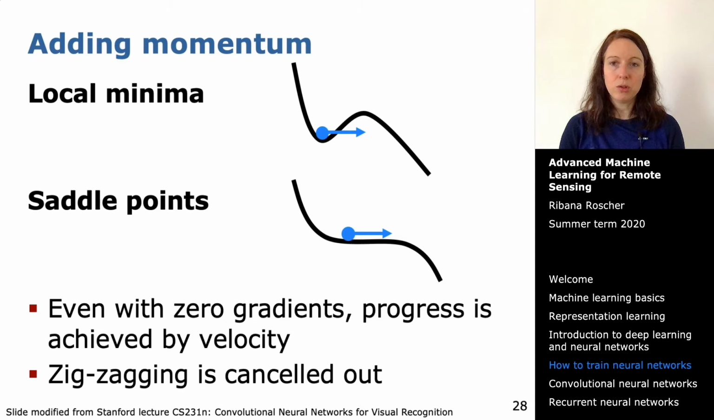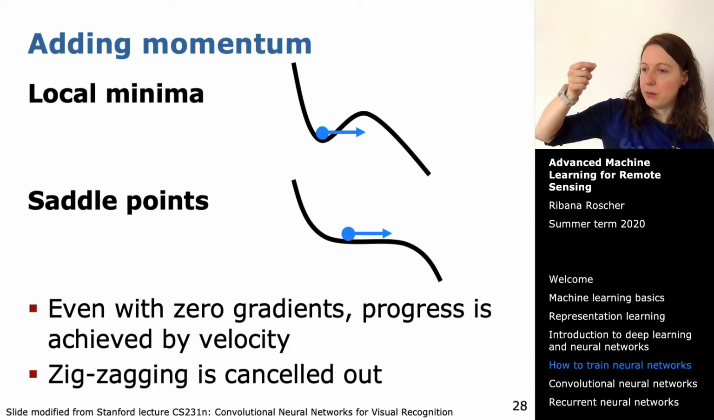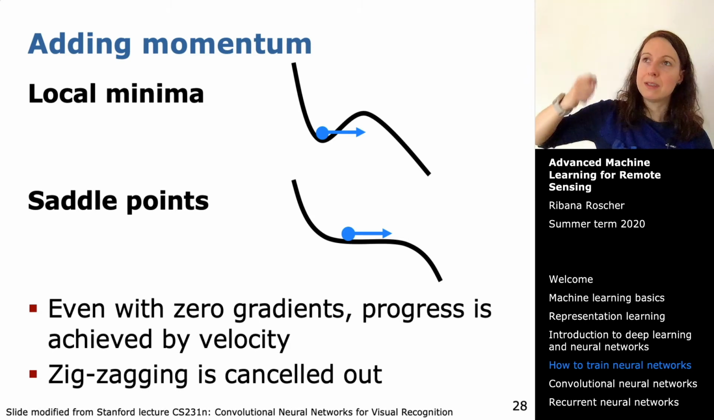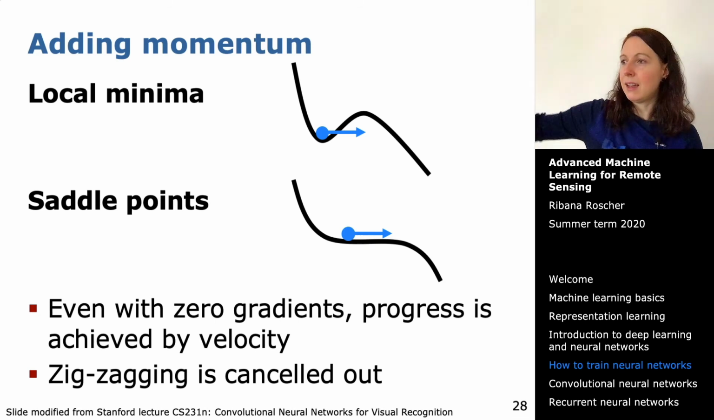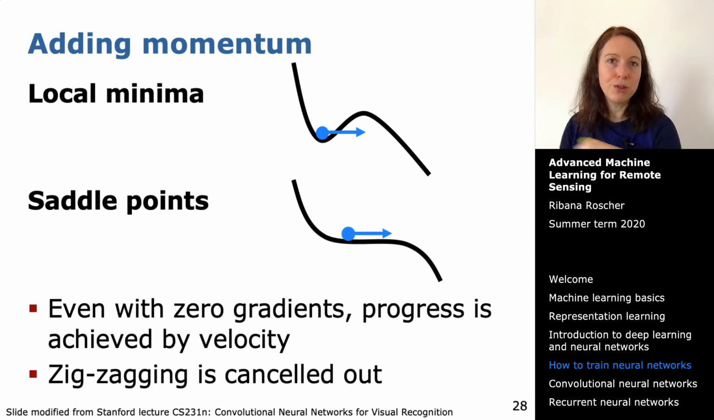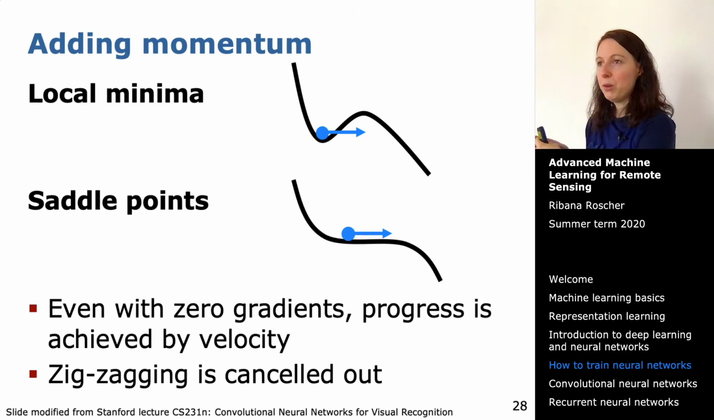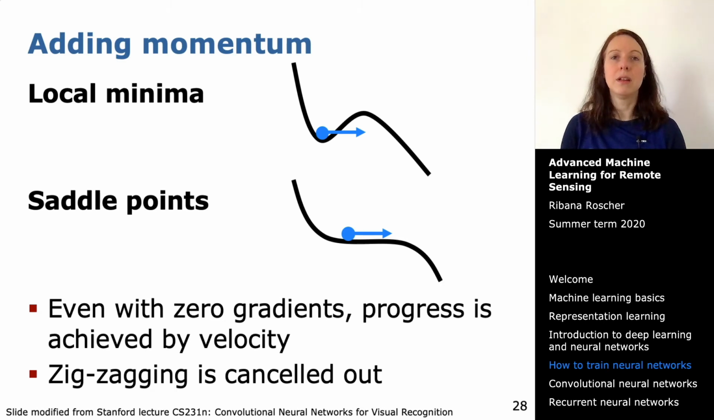And the zigzagging is also cancelled out. This is a nice property, because this is a running mean of the gradients from the last few iterations. The zigzagging happens when you adapt too much to the new situation, and because you have a running mean and you apply the running mean, the zigzagging is cancelled out and you get a smoother way to an optimum.